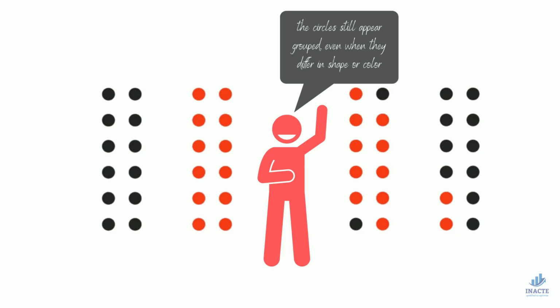The principle of proximity is stronger than any other Gestalt principle. You can see below that the circles still appear grouped even when they differ in shape or color. Thus, proximity is stronger than, for example, the principle of similarity.